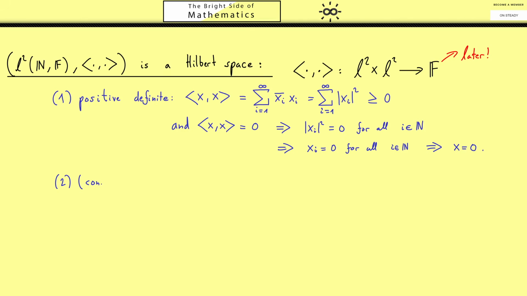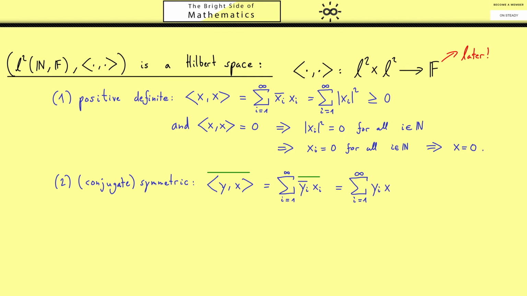Now going to the second property, which was that the inner product is conjugate symmetric. Of course, this is now very simple to show. Just look at the inner product of y and x, where we look at the complex conjugation. So let's mark that in green, and we have it then over the whole series. But of course, we can pull that inside. And then the normal calculation rules tell us that we have yi times xi complex conjugated. Which is then of course the inner product of x and y in this order.